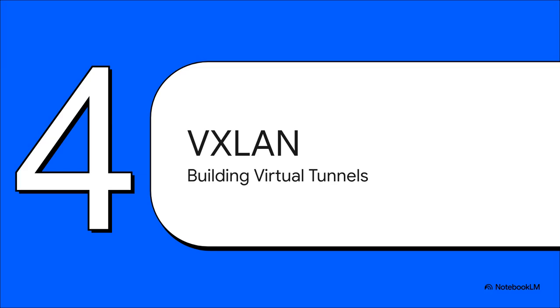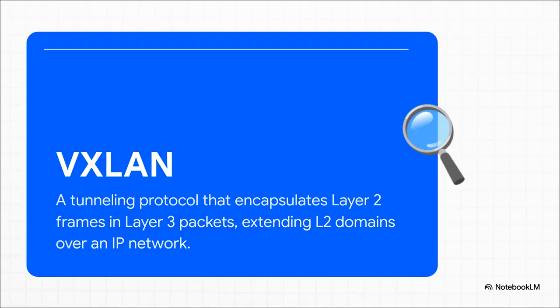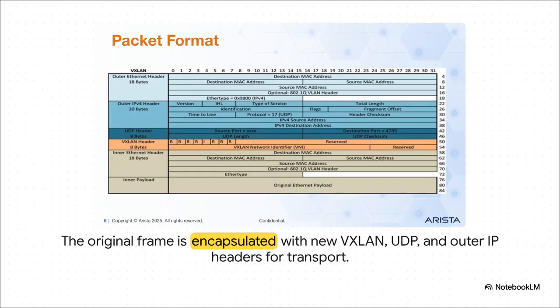Well, the technology that creates these virtual tunnels is called VXLAN. VXLAN stands for Virtual Extensible LAN. And its main job is to let us do something that used to be incredibly difficult. Take a simple Layer 2 network, like a basic VLAN, and stretch it across our big, sophisticated Layer 3 routed fabric. It pulls this off with a really clever trick called encapsulation.